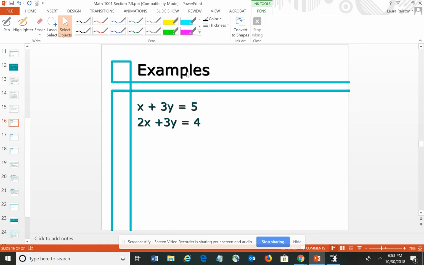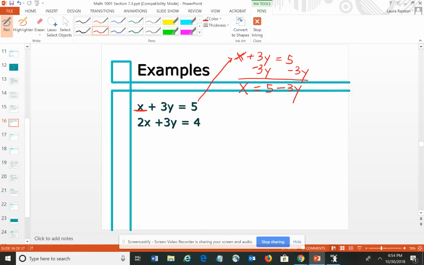What I noticed right away is that in this first equation, the x has a coefficient of 1, which means it's going to be easy to solve for that particular variable. So I'm going to go off here to the side, and I'm going to solve x plus 3y equals 5 for x. It doesn't matter whether you solve for x or y in the substitution method. So I'm going to subtract 3y from either side so that we have x equals 5 minus 3y.